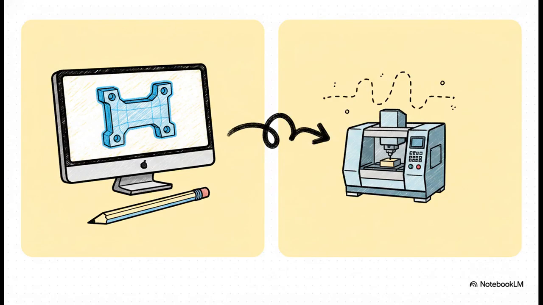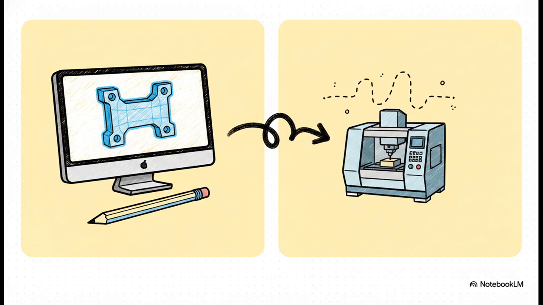To really understand steps 1 and 2, we need to look at CAD and CAM. Think of CAD, or computer-aided design, as your digital drafting table. This is the software we use to actually design our metal bracket in 2D or 3D. We define its shape, its holes, its exact dimensions. It's essentially the blueprint. But here's the catch. A CNC machine can't read a CAD drawing directly.